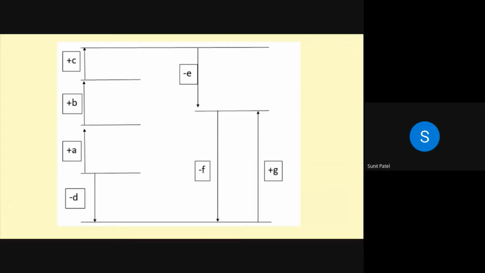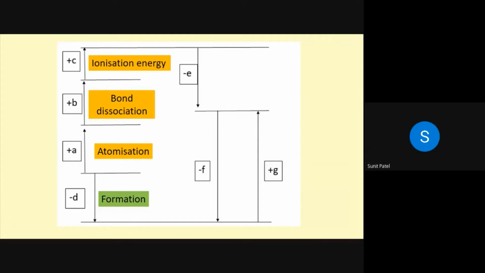Let's begin with the first part, formation. That's at the bottom, and there's an arrow pointing downwards. Of course, formation is where something is made. The next part to consider is the second level up, and that's atomisation. We've got bond dissociation, ionization energy. This could be first or second. Ionization energy just depends on what sort of data they've given us. So for example, ionization energy could be split into two separate arrows, both pointing up, of course. It just depends on what sort of data. For today's purpose, we're just going to use one arrow.